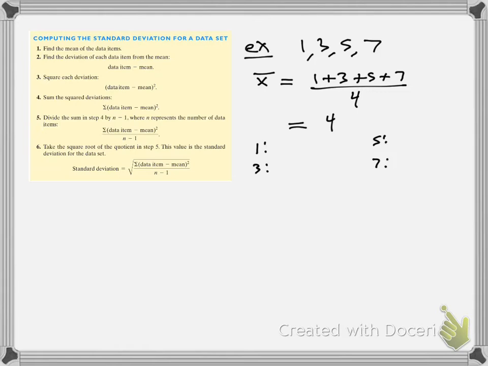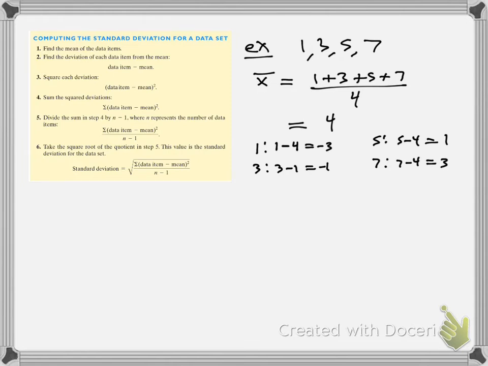All right. So for 1, it says take the data item minus the mean. So that'd be 1 minus 4, which is negative 3. That's all right. And then 3 minus 4, which is negative 1. 5 minus 4, which is 1. And then 7 minus 4, which is 3.